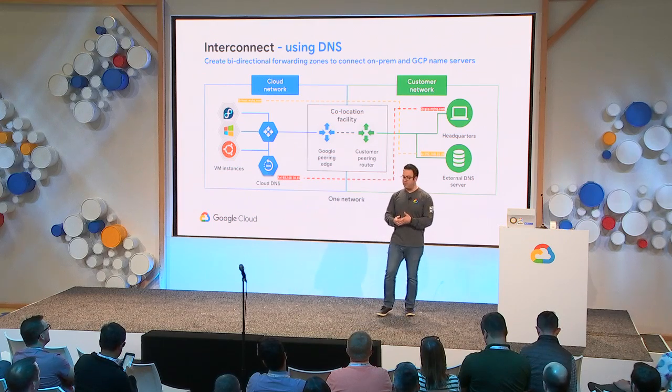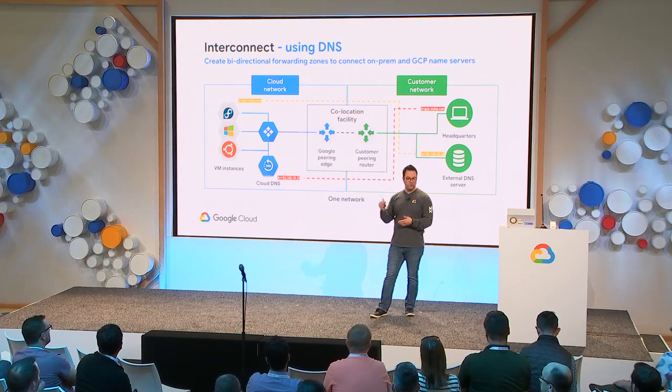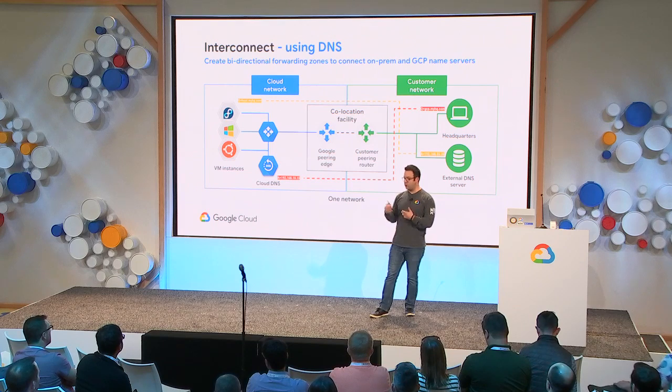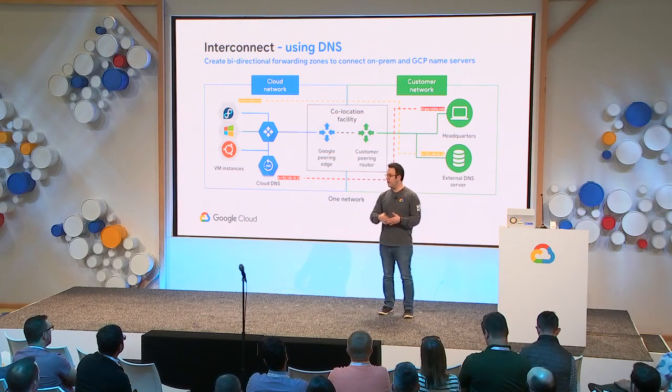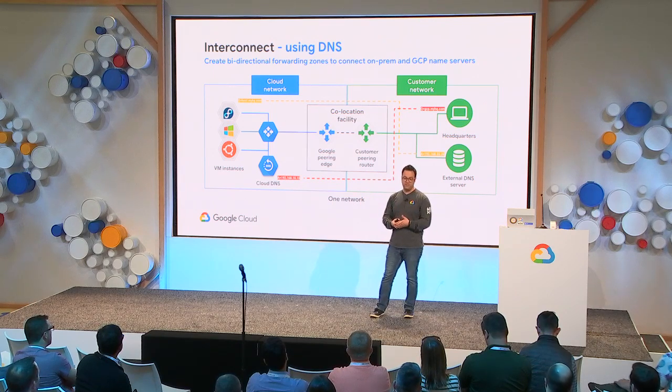We have both inbound and outbound DNS forwarding, which actually allows you to resolve host names from on-premise workloads to the cloud, and also from the cloud to on-premise workloads. And we can allow that through the means of interconnect. So via either a dedicated or partner interconnect, or through VPN, we're able to extend that connectivity via the means of DNS forwarding.